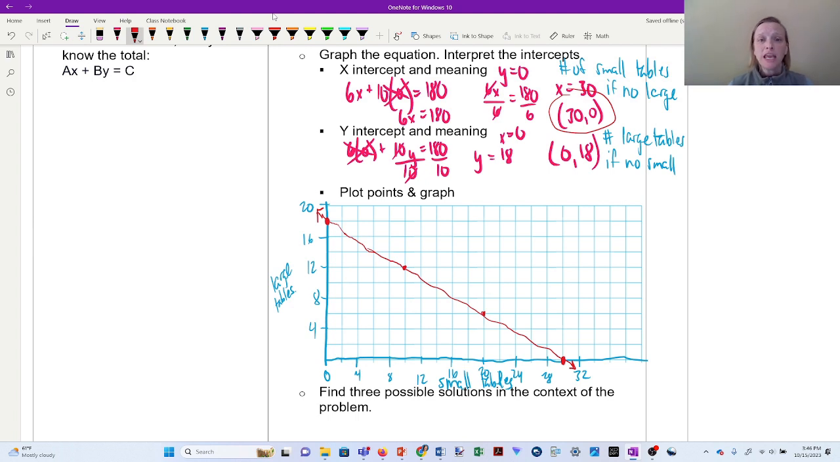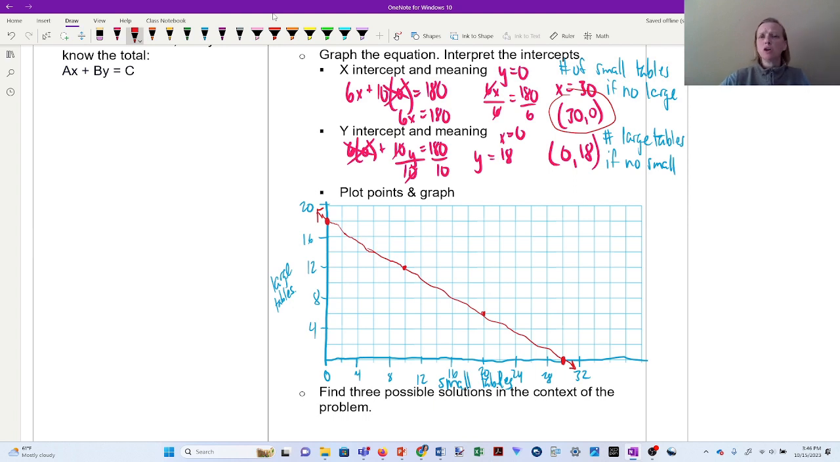So any point on this line is a solution to the equation. But the only answers that make sense, remember this story problem is about tables. You can't have half of a table. And so in the context of this problem, the only true solutions are solutions that are whole numbers. Only whole numbers make sense for both x and for y.